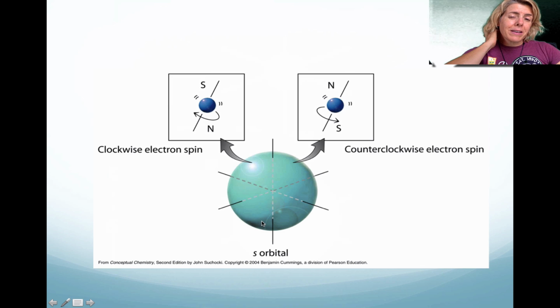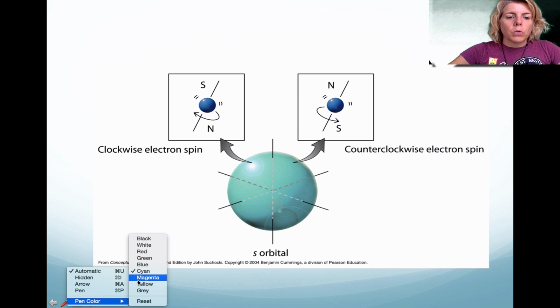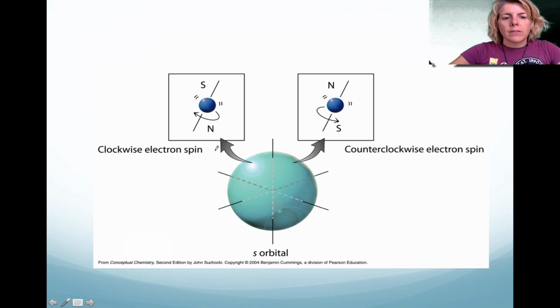Okay, now there's something else that scientists use as a convention. It's what they call spin. Now they sort of liken it to a planet on its axis. So an electron can have a clockwise or a counterclockwise spin. You're going to find within an orbital they have to have opposite spins. There's no way that electrons can have the same type of spin.